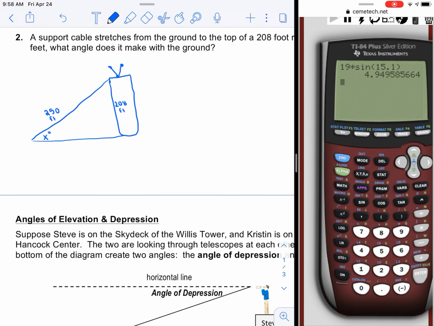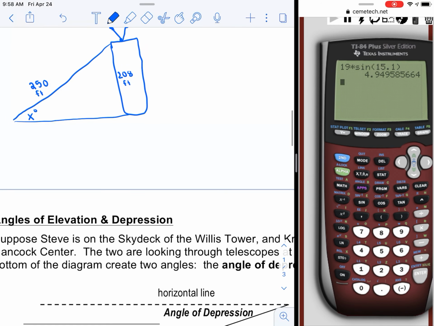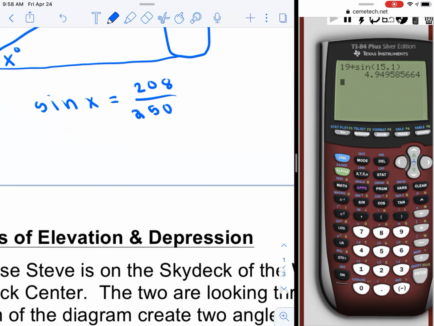So again, if you want to pause the video, if you haven't already, try to set it up. But for this one, what we're going to do is think what sides we have relative to x. This over here is my opposite side. This over here is my hypotenuse. So again, a sine problem where we're going to do the sine of x equals 208 over 250. And remember, whenever you want to find an angle, you can even say x degrees to remind yourself you're finding an angle. We are going to use the inverse function for that ratio.